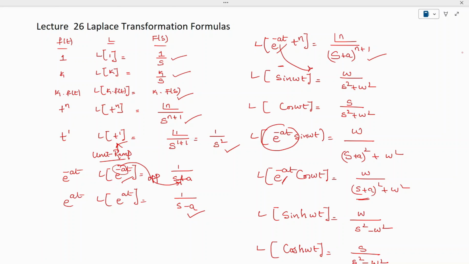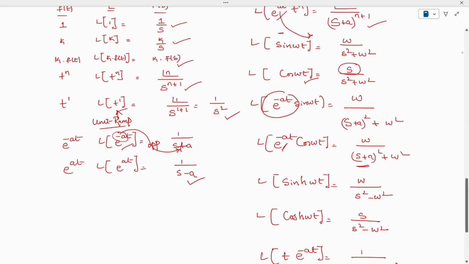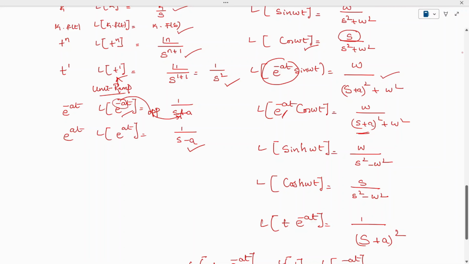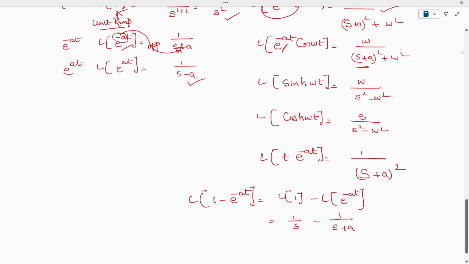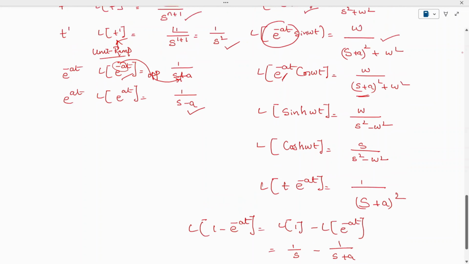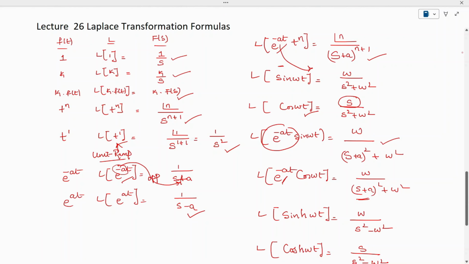Laplace of sin omega t is omega divided by s square plus omega square. Laplace of cos omega t is s divided by s square plus omega square. Laplace of e to the power minus at sin omega t, we are going to get omega divided by s plus a whole square plus omega square. Just do the transformation, we can write down the transformations. These transformations are very important to solve the problems of Laplace transformation in transients as well.